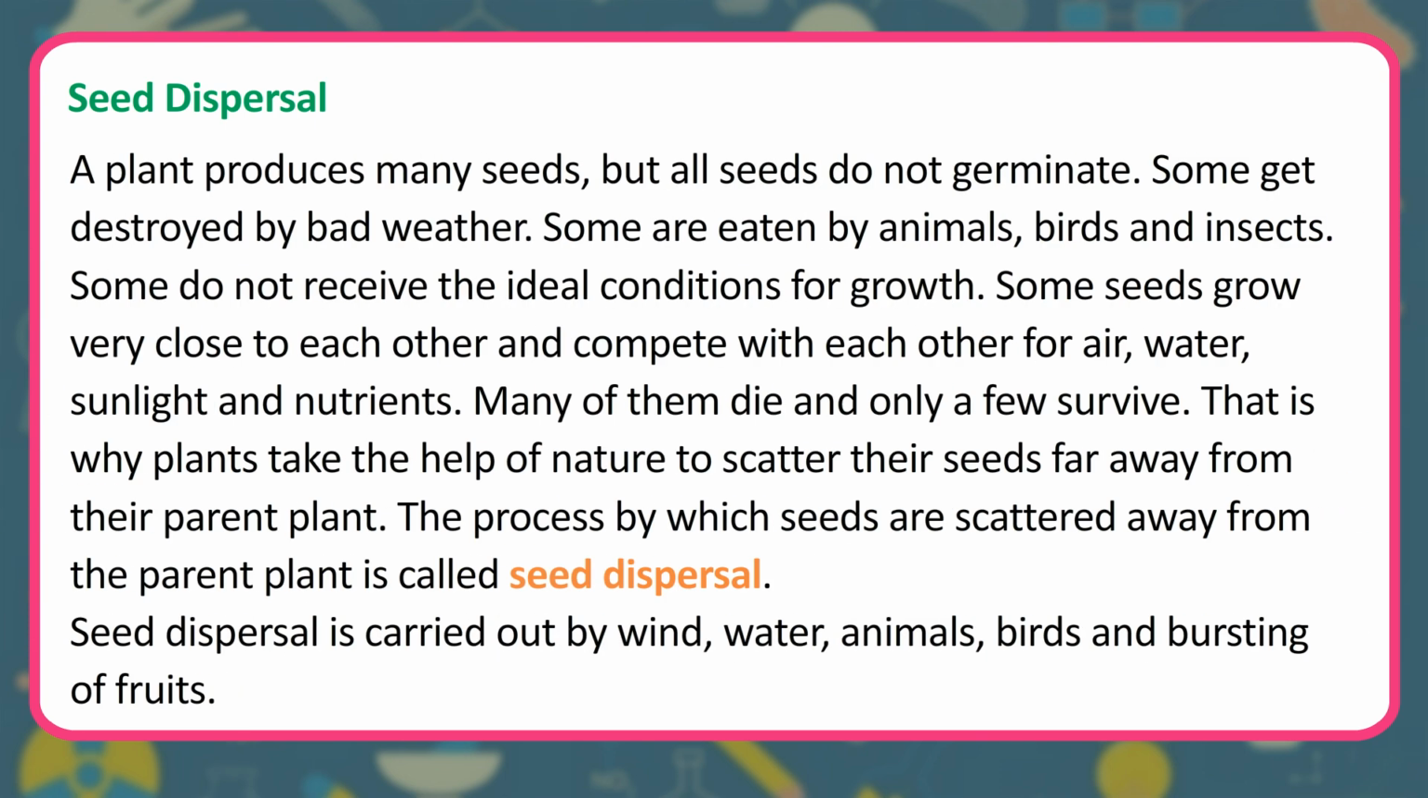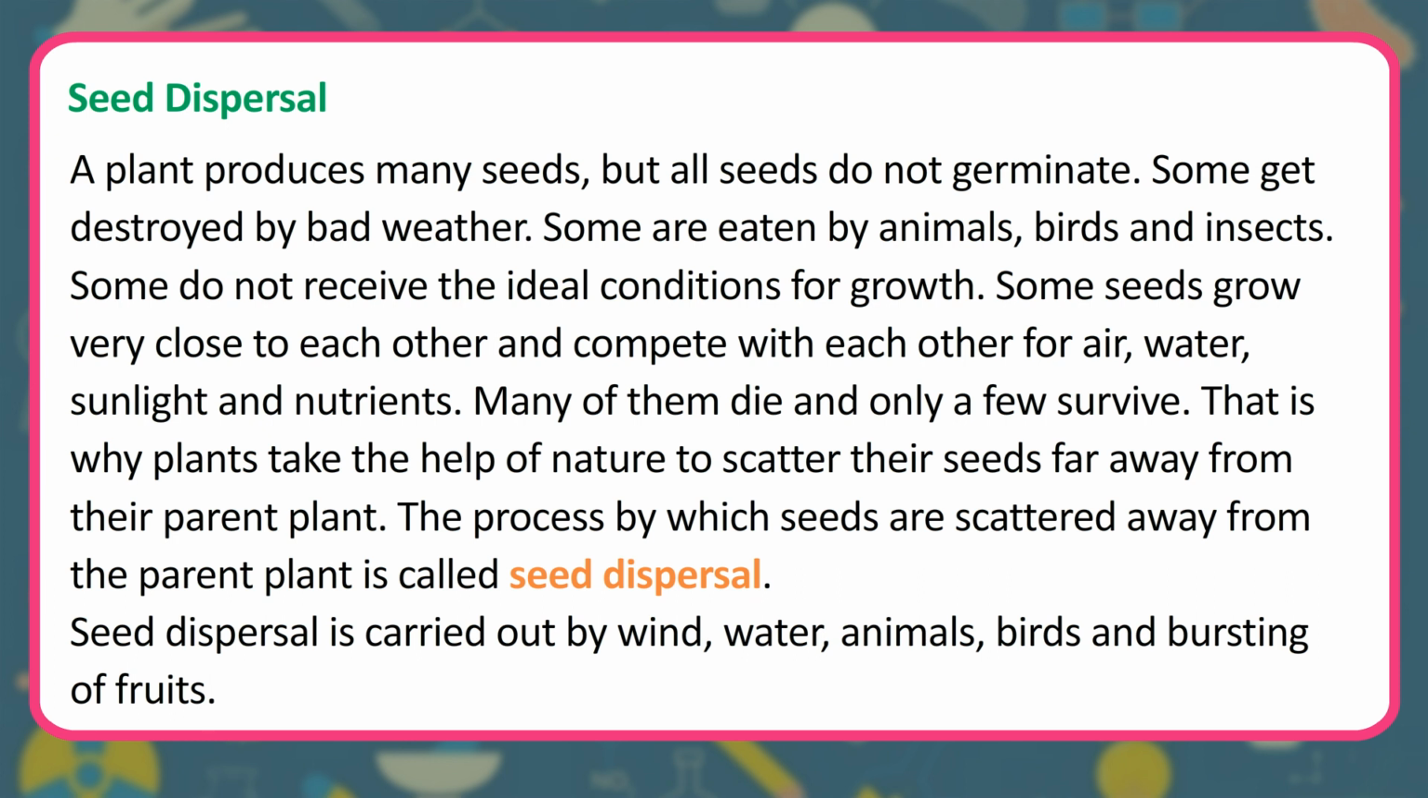Seed dispersal. A plant produces many seeds, but all seeds do not germinate. Some get destroyed by bad weather. Some are eaten by animals, birds and insects. Some do not receive the ideal conditions for growth. Some seeds grow very close to each other and compete with each other for air, water, sunlight and nutrients. Many of them die and only a few survive.